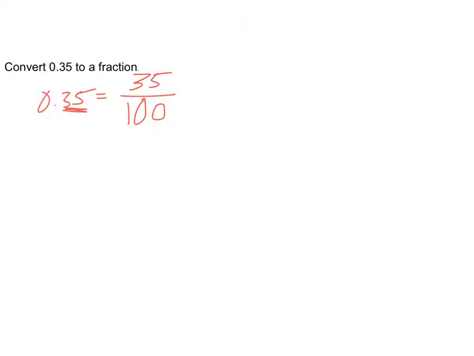Now the one thing that we need to do is simplify as needed. 35 and 100, I can take a 5 out of both. So I'm going to divide both by 5. 35 divided by 5 is 7. 100 divided by 5 is 20. So my fraction for 0.35 is actually going to be 7/20.